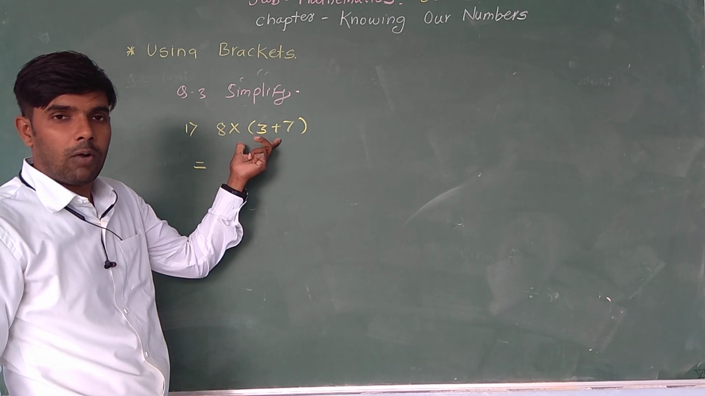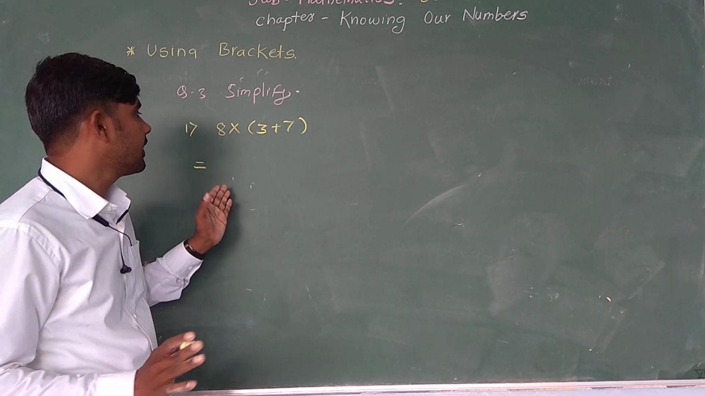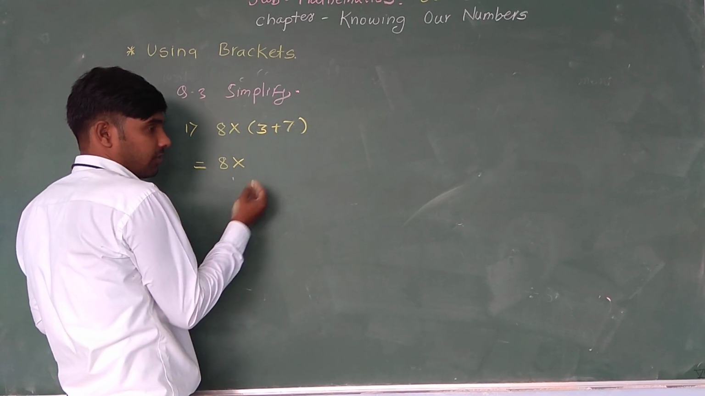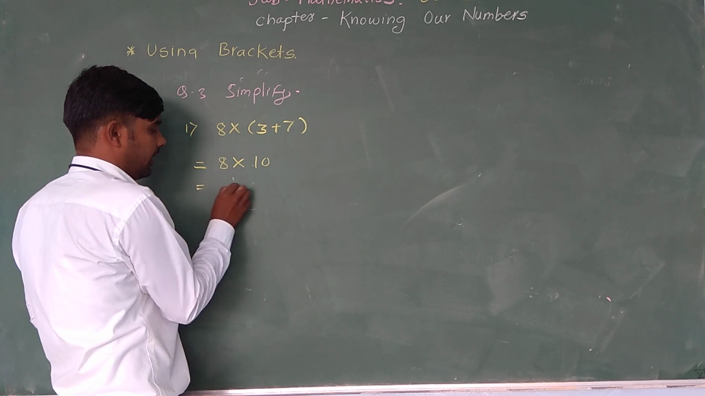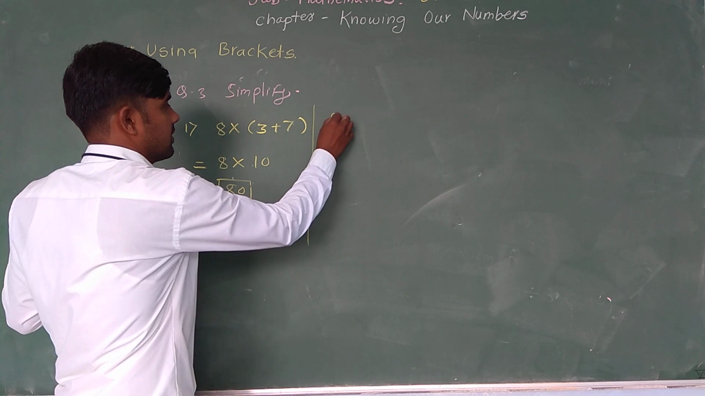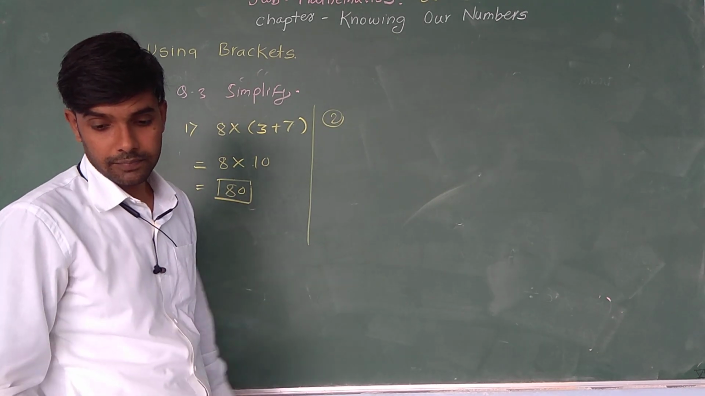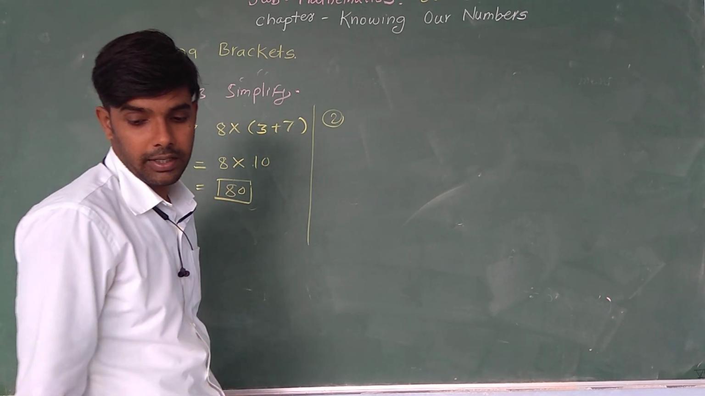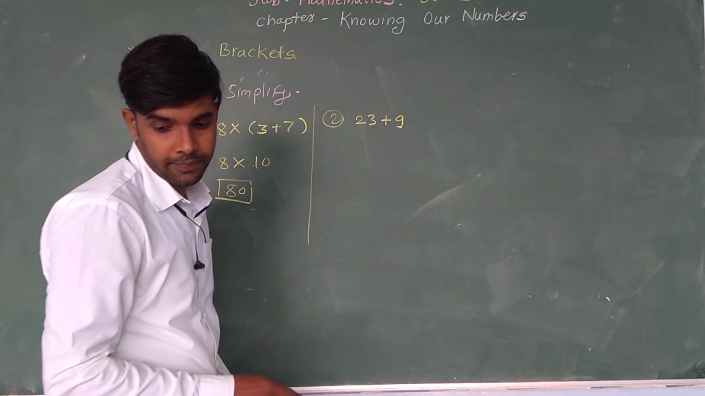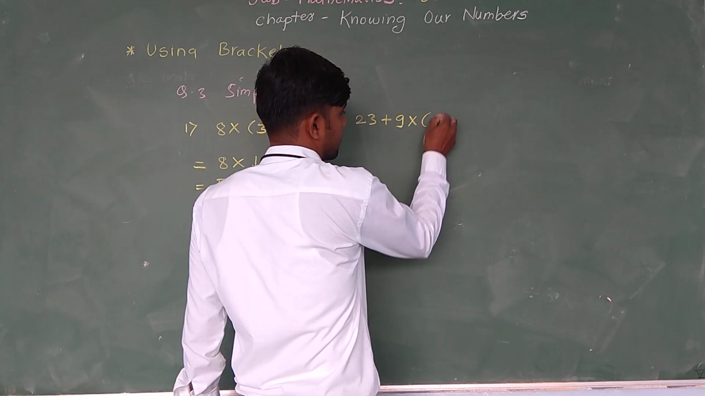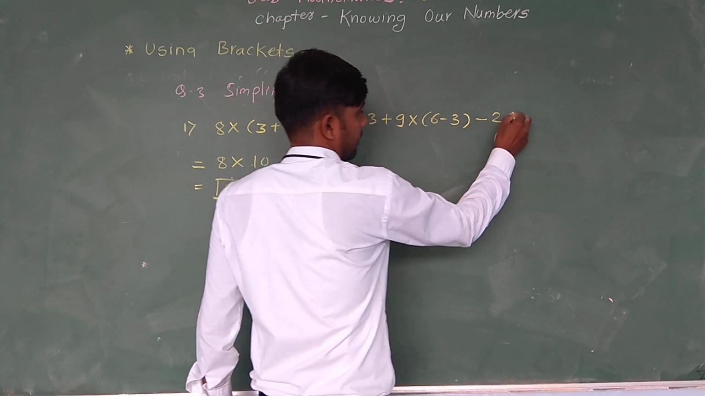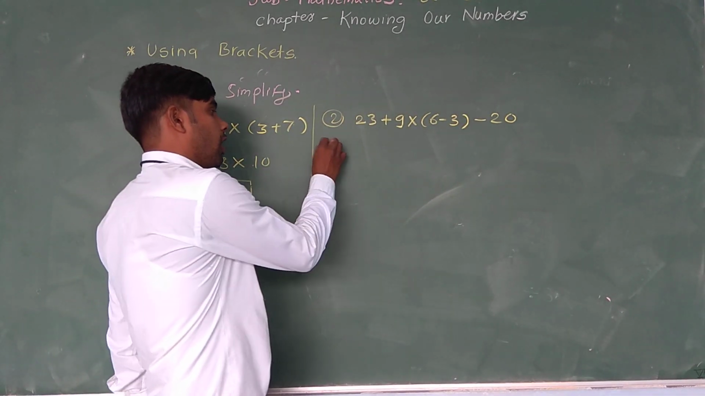So you have to first solve whatever is given in the bracket and then the remaining part. So 3 plus 7 is 10. So 8 multiplied by 10 is equal to 80. 80 is the answer. This is example number one. Again, second example. Okay, 23 plus 9 multiplied by (6 minus 3) minus 20. So how to solve this?